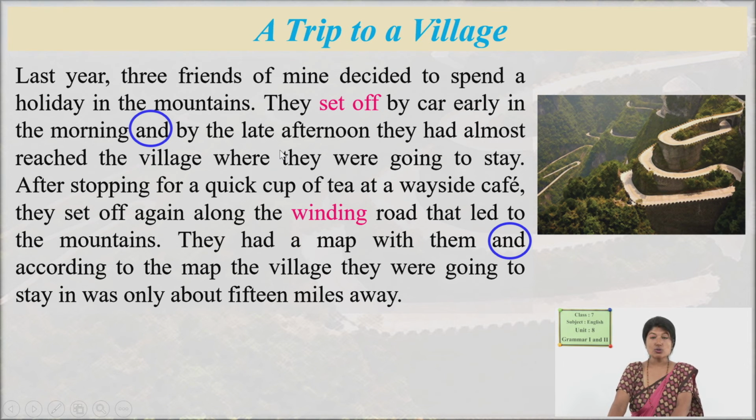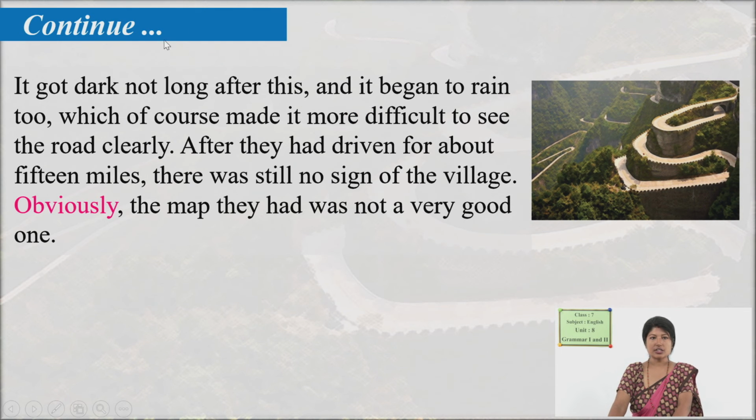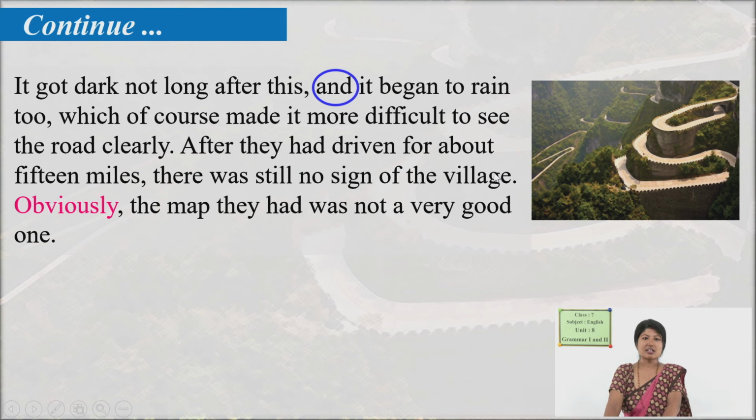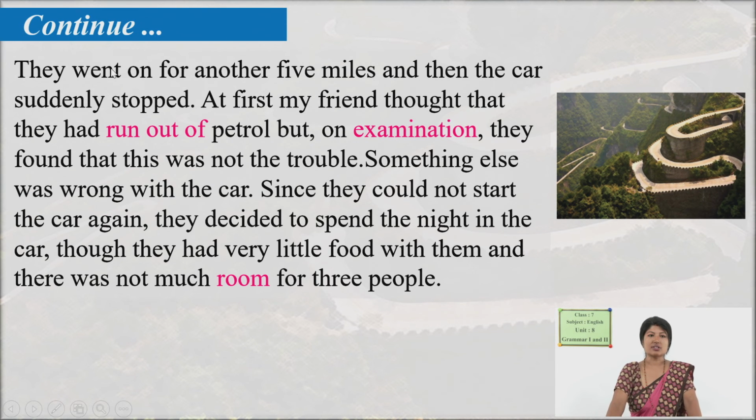Some more. Let's go to the next paragraph. Continue. It got dark long after this, and it began to rain too, which of course made it more difficult to see the road clearly. After they had driven for about 15 miles, there was still no sign of the village. Obviously, the map they had was not a very good one. Have you found it here? And again. Are there more? No. Let's continue.